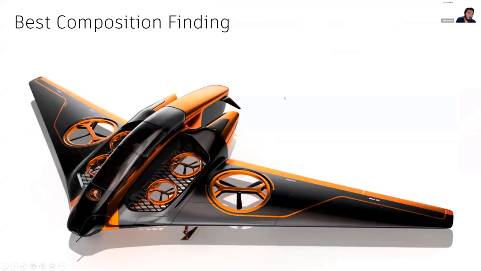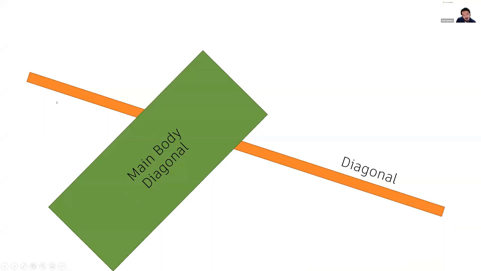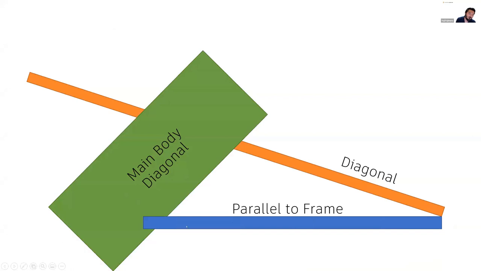All right, here's another one, my airplane design. This one has a main body going diagonal, and then there's another diagonal line across. Then I wanted one parallel element along with this frame, and I put it right here. So that was my rendering.